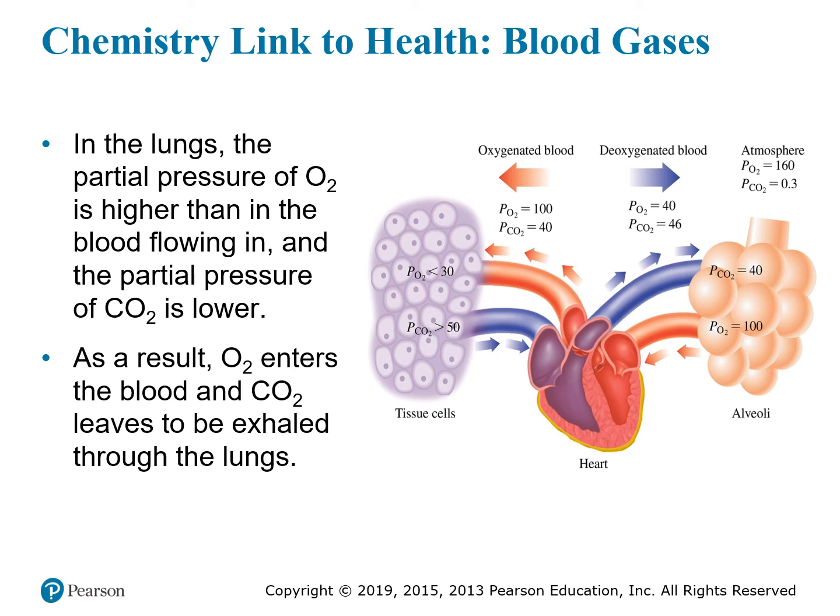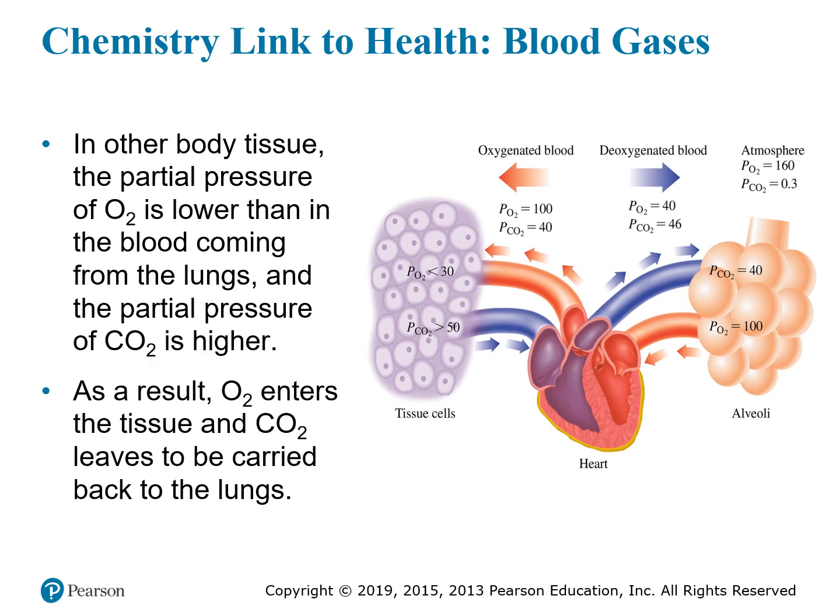Okay? The partial pressure of CO2 in your lungs is going to be a lot lower than it is in your blood, and so CO2 is going to diffuse out of the blood and into your lungs to be exhaled. Okay? As a result, oxygen enters the blood in the lungs and CO2 leaves to be exhaled. Okay? Then the blood gets pumped back, goes back through the heart and onto the tissues. In the tissues, they're constantly using up oxygen for the metabolic processes, so the partial pressure of oxygen in tissues is going to be lower than the pressure of the oxygen dissolved in the blood.